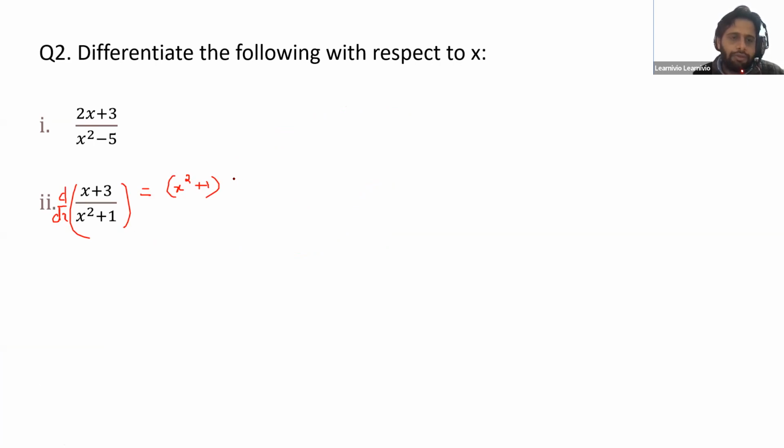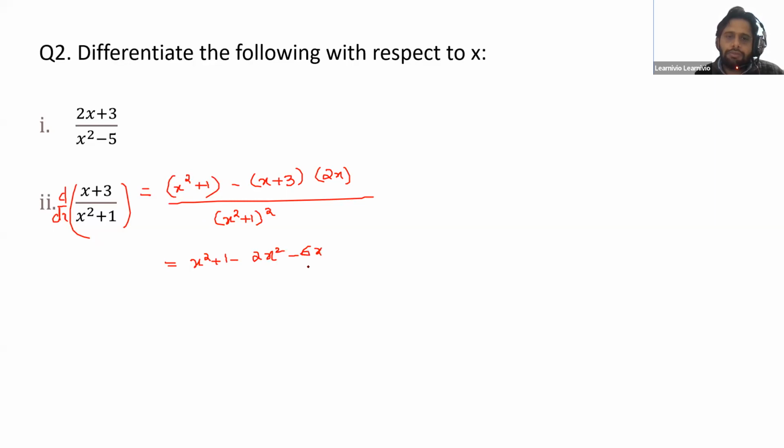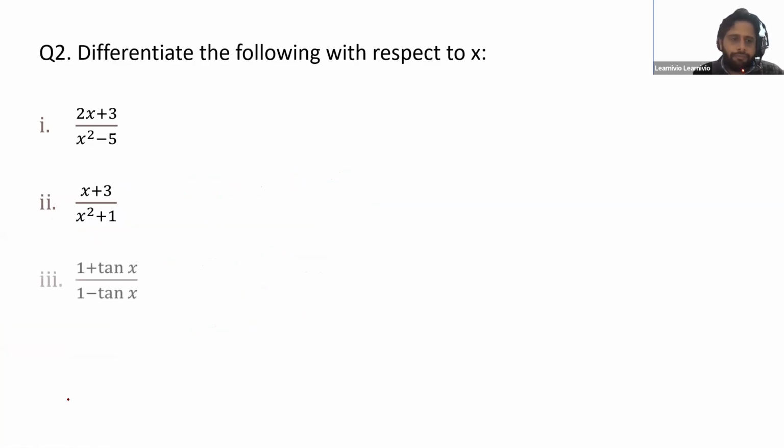Then you will differentiate the numerator, you will get a 1, minus numerator x plus 3, differentiate the denominator, you will get a 2x, by x square plus 1 whole square. So open this, you will get x square plus 1 minus 2x square minus 6x by x square plus 1 whole square. Yusra, please reply to me in the chat box, okay, if you can hear my voice. Minus 6x plus 1 minus. Very good, Krishna, that's correct. Krishna, then please start this question.